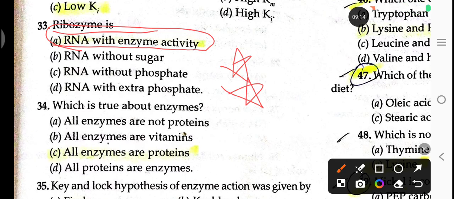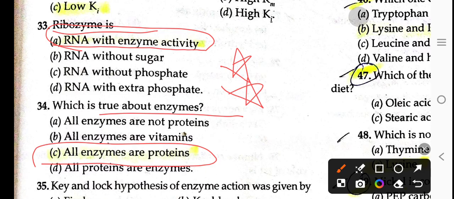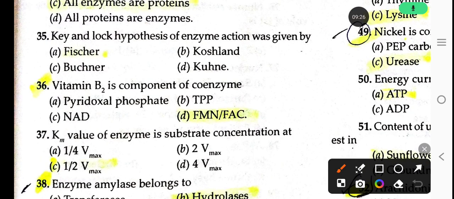Next, which is true about enzyme? So all enzymes are proteins. All enzymes are proteins, but all proteins are not enzymes. The lock and key hypothesis of enzyme action was given by Fischer. Option number is the right answer.